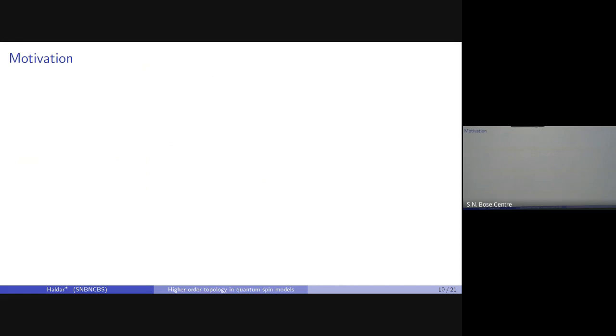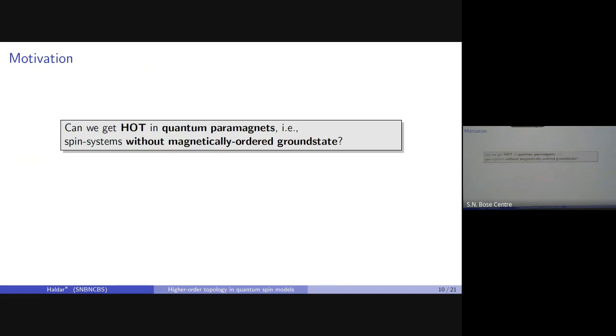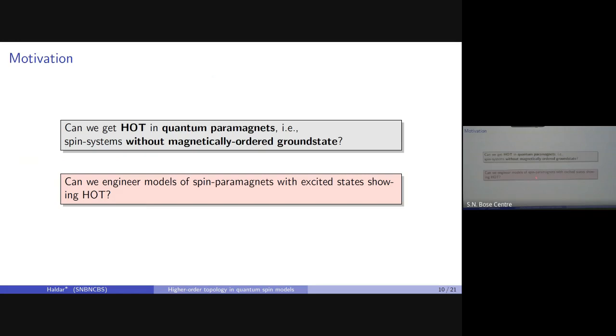So this basically brings us to the motivation of the rest of the talk: can we get higher order topology in quantum paramagnets, which are spin systems without magnetic order? And in particular, can we engineer models theoretically? Of course, I'm not an experimentalist, I have to do things theoretically. Can we engineer models of spin paramagnets with excited states showing higher order topology?